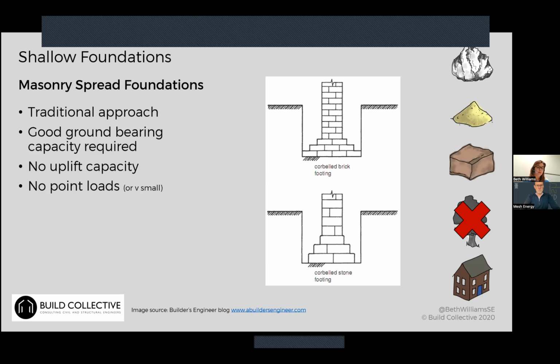You also don't have any uplift capacity, which is true of masonry generally, but also true of using masonry as a foundation. So you wouldn't want to be looking at this if you had any significant uplift loads. And you would also be wanting to minimize the size of the point loads that you're putting on this. Again, this is true of masonry generally, because there's a limited capacity to add a concentrated load to masonry. So you'd be wanting to minimize the point loads. But that is an option, a more traditional option.